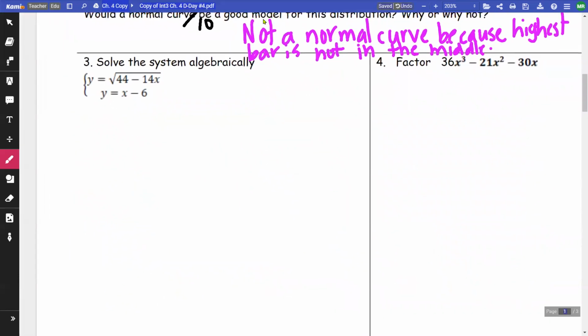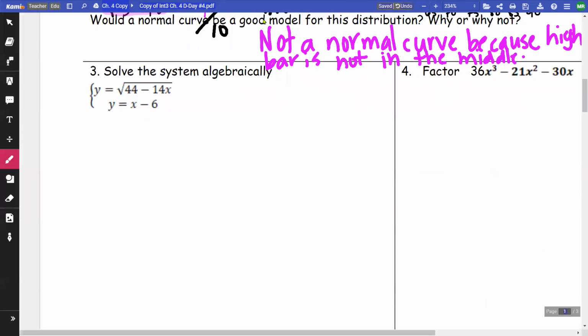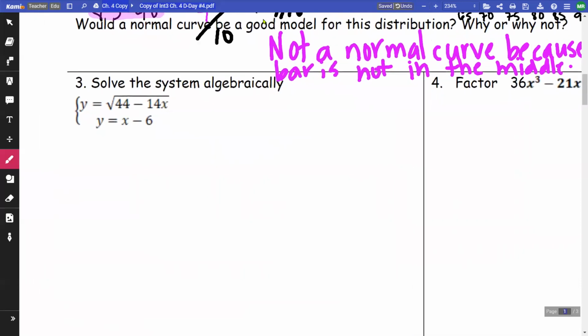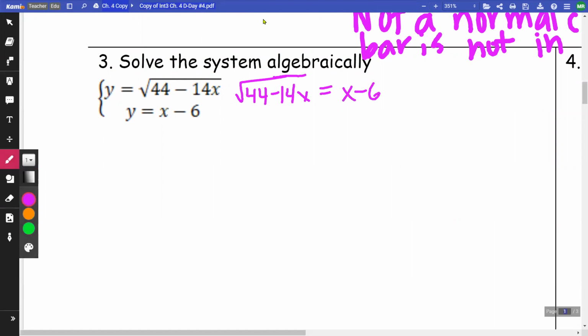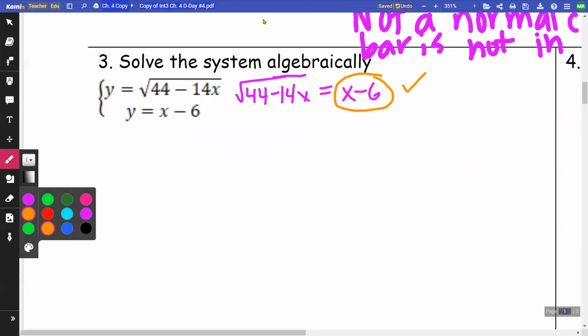Okay, so solving algebraically. So this is going to be a situation where we are going to set these equal to each other. So 44 minus 14x underneath the square root is equal to x minus 6. When I have a square root, I want to make sure it's isolated. It is. Then this x minus 6 on the other side needs to not be negative. So I'm going to have to check answers here.